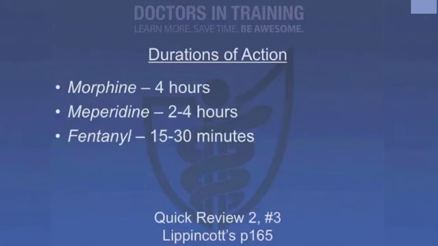Next question, when administered intravenously, what are the durations of action for the following medications? So the first one is morphine, which has a duration of action of about 4 hours. Then meperidine, which has a duration of action of 2 to 4 hours. And fentanyl, which has a duration of action of 15 to 30 minutes, which is why fentanyl is usually given as a transdermal patch if you're going to use it long term.